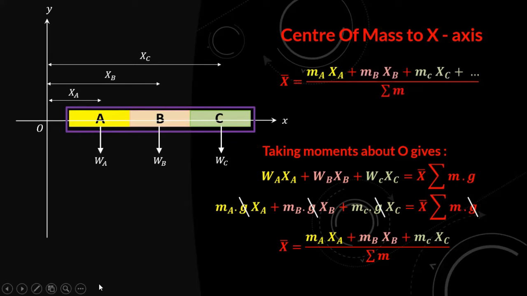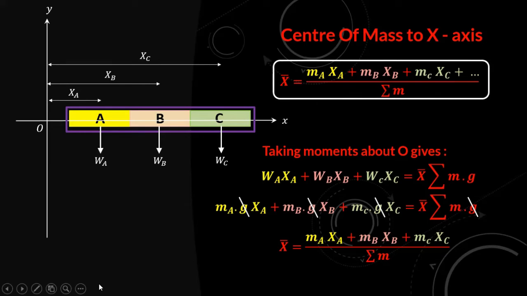So center of mass to the x-axis we can write as X bar equals MA times XA plus MB times XB plus MC times XC plus, you can continue by yourself, divided by sigma of mass. We call this notation center of mass to the x-axis. That's very simple, right?